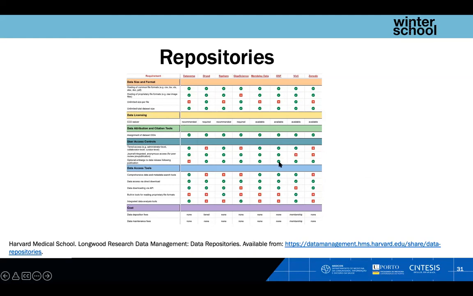So over here we have a comparison of the different repositories that exist. And as you can see, for instance, my two favorite ones are Dataverse, which is used by Harvard Medical School, and Zenodo, which is funded by the European Commission. But as you can see, they have certain specificities that go from the size of the data set, to the kinds of controls that users and administrators can have, to the kind of access that outside users can have, and obviously the cost, the data deposition costs, and the kind of fees that can be asked of you as users of these repositories.